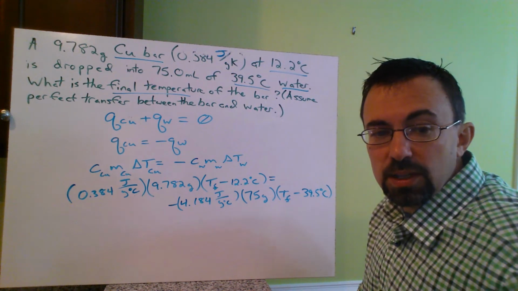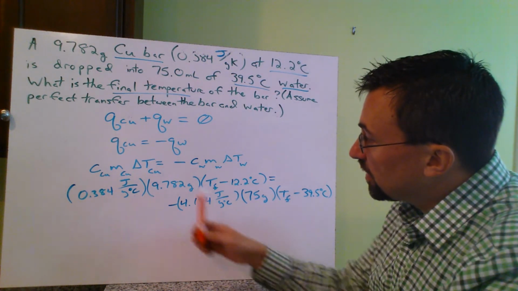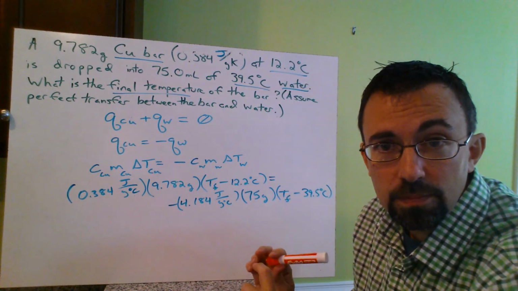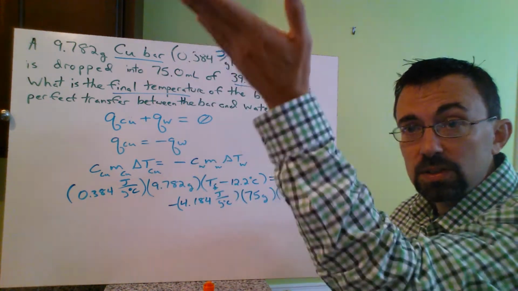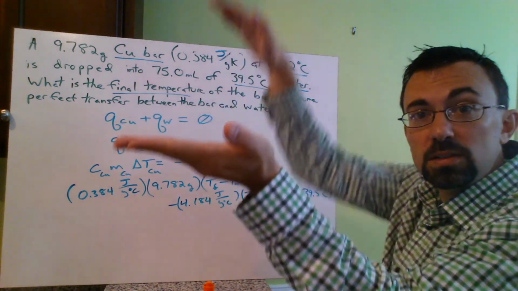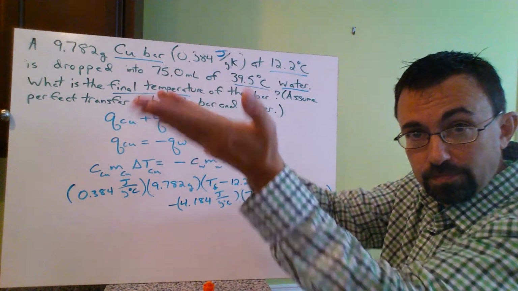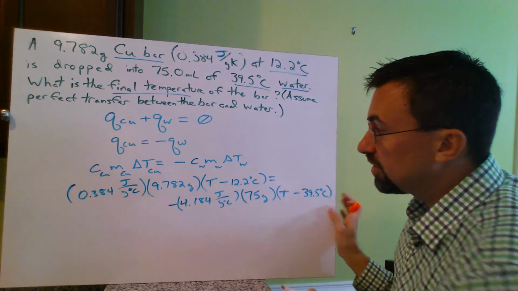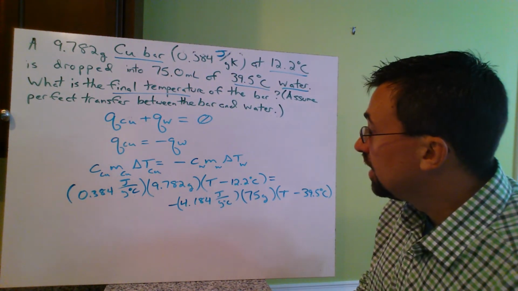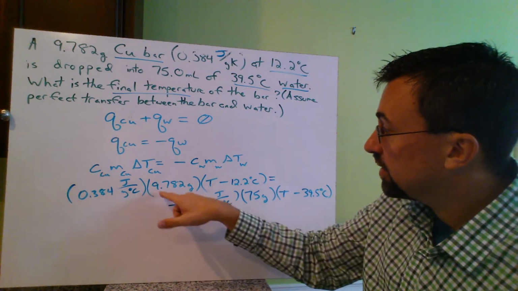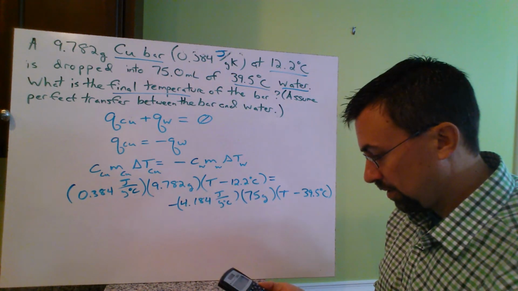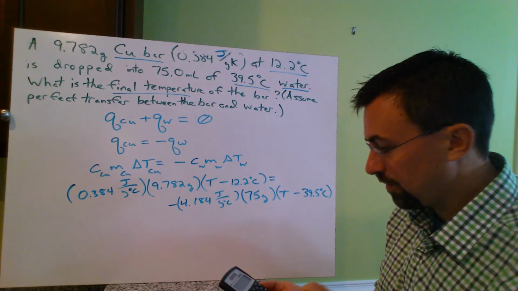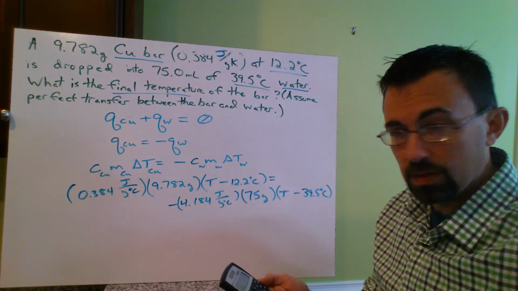The trick here is what? We have to realize that the final temperature of the copper bar is the exact same as the final temperature of the water. The copper is going to go up, and the water is going to go down until they meet. So, I'm just going to drop the T. I'm just going to use T and solve for that. We'll make it simple. Best thing to do is multiply those together and then through. So 9.782 times 0.384. The rest of this is just math.